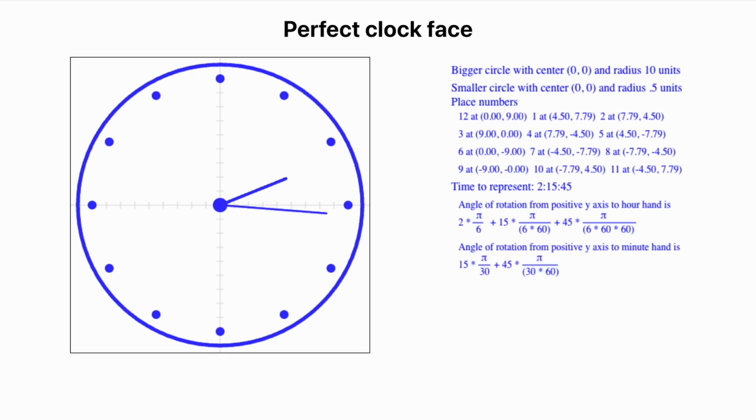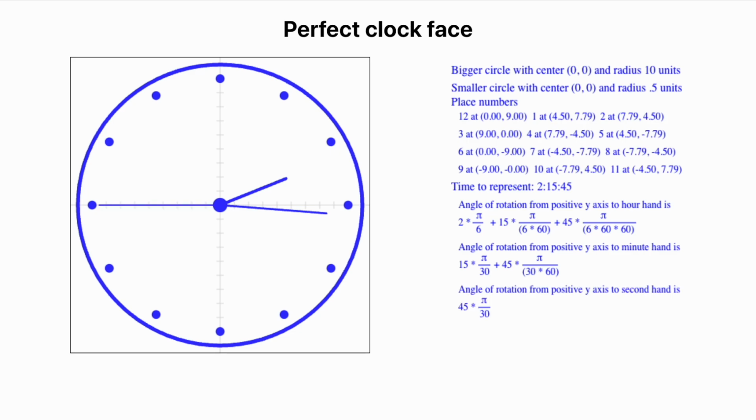For minute hand, we have to calculate the angle of rotation by using this equation: 15 into pi by 30 plus 45 into pi by 30 into 60. Here, in the first part before the plus sign, the angle 6 degrees is multiplied with minute value 15. Since there are 360 degrees and 60 minutes, 1 minute corresponds to 6 degrees. In the second part, angle 6 degrees is divided by 60 and multiplied by second value 45. Finally, both values are added.